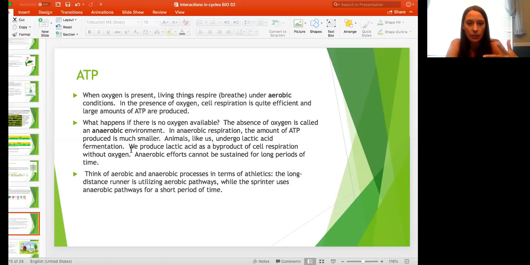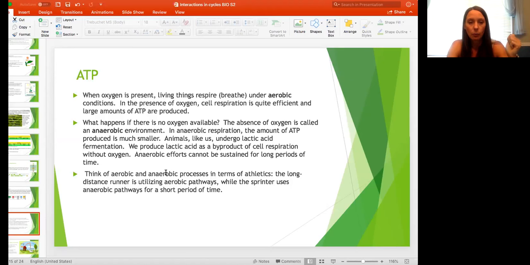In an anaerobic environment, the production can't be sustained for long periods of time because it's not efficient. We need that oxygen. It can happen, but it's not an efficient process. So let's think about this in terms of athletics, sports and exercise. You think of the long distance runner. They're using aerobic pathways, so they're able to keep it going for longer periods of time. Whereas a sprinter, it's a short burst and then it's done.